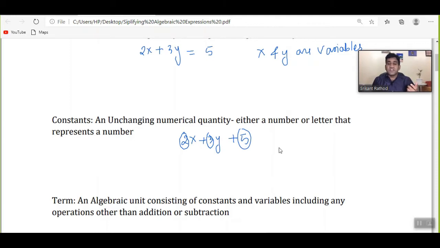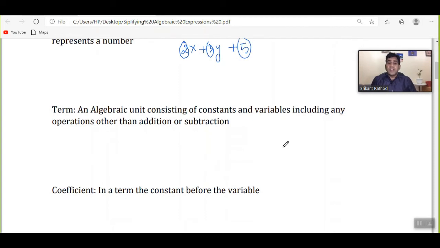So those are the fixed values, their value doesn't change, but the value of the variable changes as you change the constants, but constants remain the same value throughout as you solve that expression. Okay, so the variable value keeps changing based on the values of the constants.